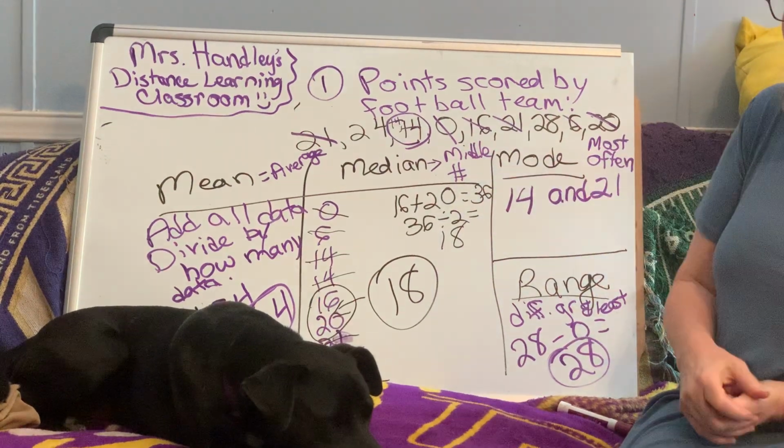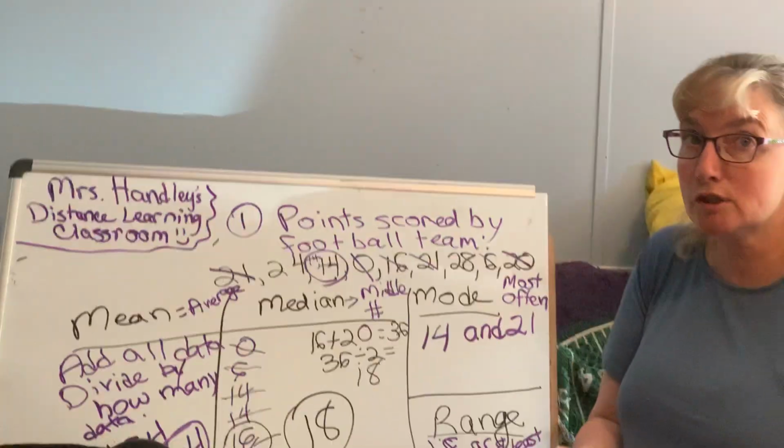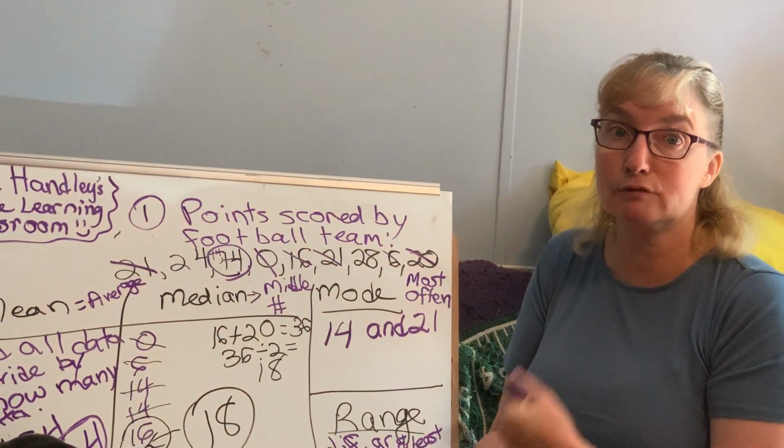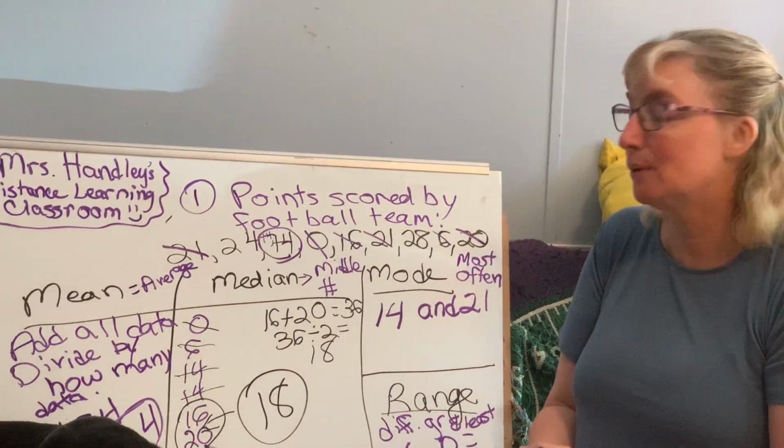Okay, so again, on your homework worksheet, do not do the box and whisker stuff. Just do the ones that ask for mean, median, mode, and range.